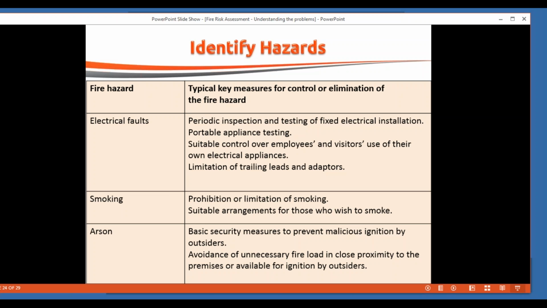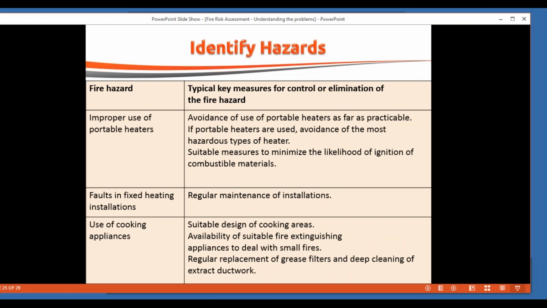And it does basic things like security and arson and making sure that we don't have large fire loads next to the premises. So simple things like keeping the refuse bins remote from the building perimeter so that it's not an easily ignitable source of fuel that's in close proximity to the actual structure itself.